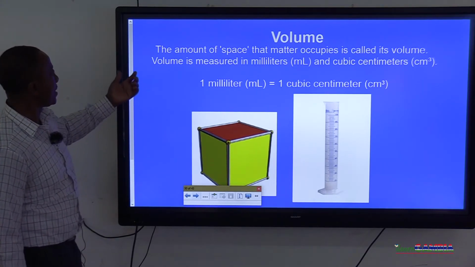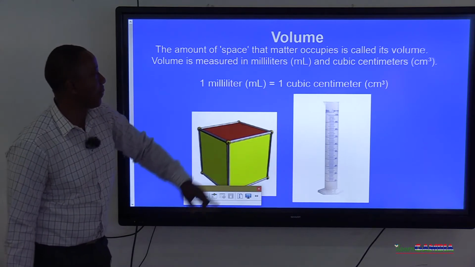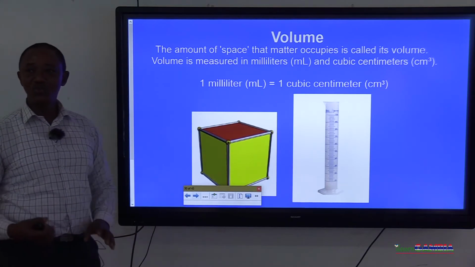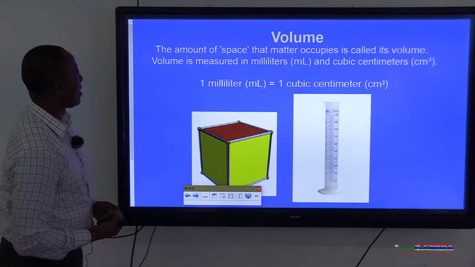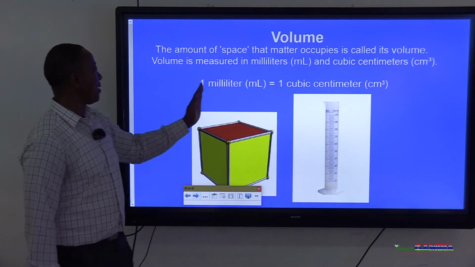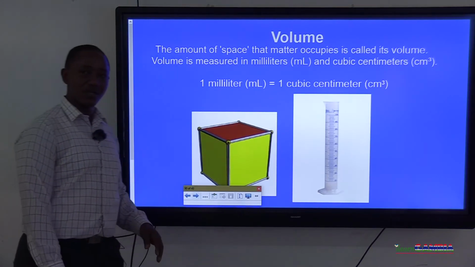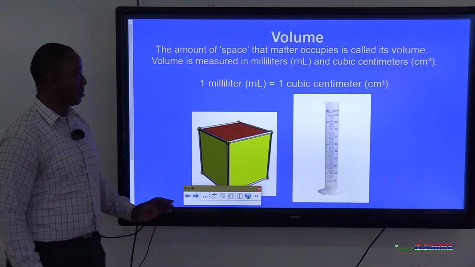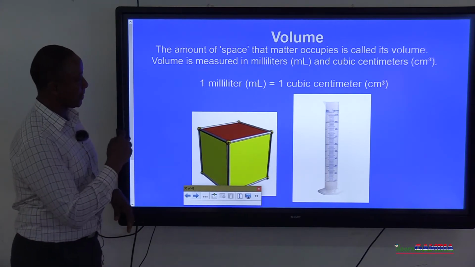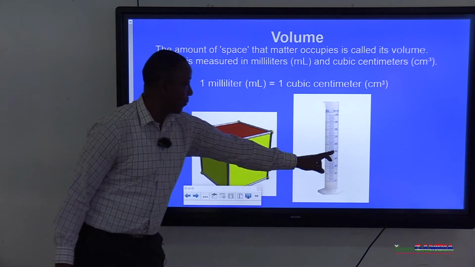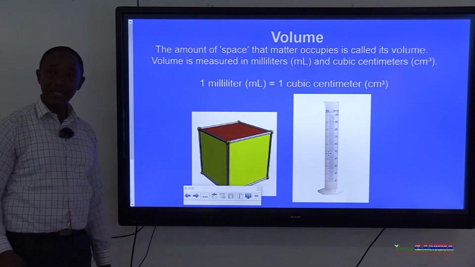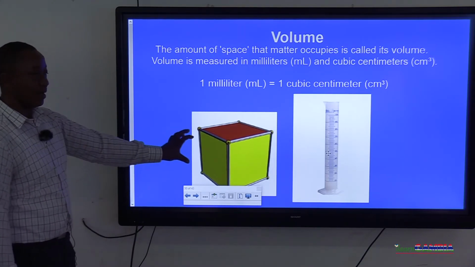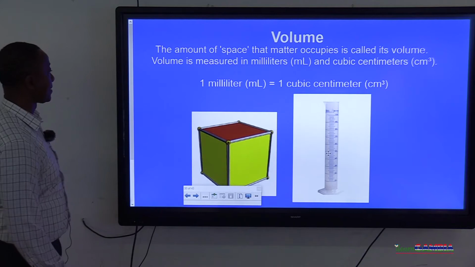So what is volume? It's simply the amount of space that matter occupies. It is measured in milliliters. Some use centimeter cubes, right? And you can see 1 milliliter is the same as 1 cubic centimeter. Now, you must be able to know the relationship between the milliliter and the liter. And of course, we have a measuring cylinder that we'll be using to measure the volume of liquid. Here we have a container with regular sides.